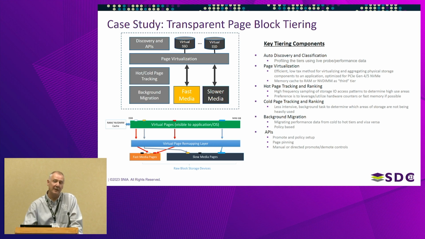I think for memory, very similar thing. You can't just trust the numa tables. You really got to go in and see what's the real-world live performance I'm getting out of this tier. What is its real latency that I measured, not what I'm just trusting in an ACPI table, for example, buried somewhere in the kernel. So auto discovery became a very important component. Page virtualization, then hot page tracking, and then ranking.